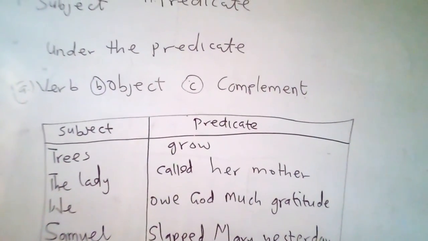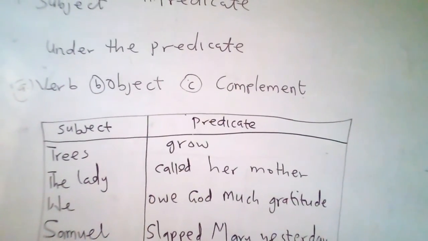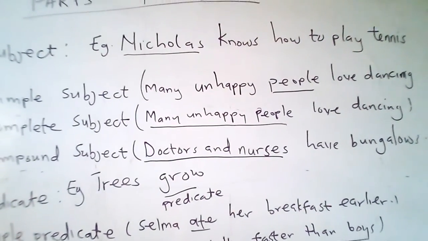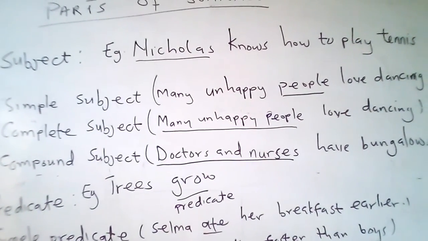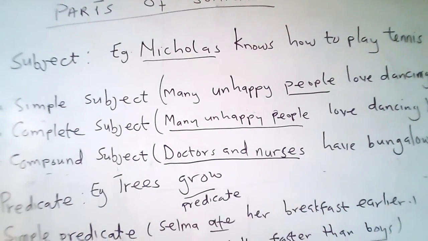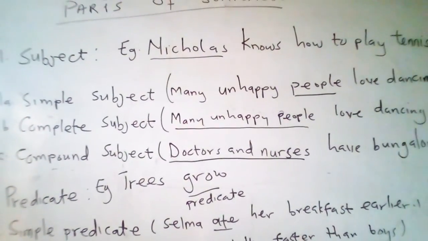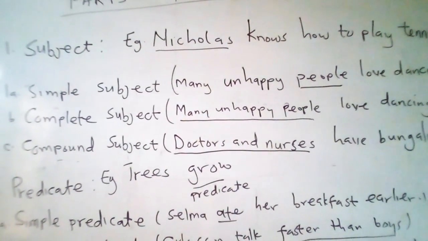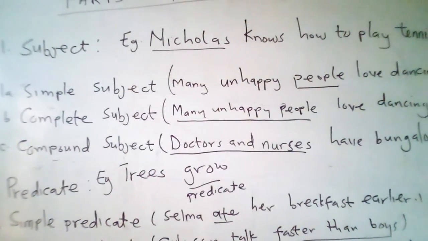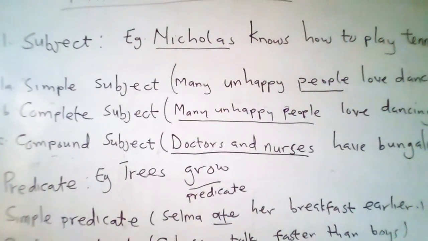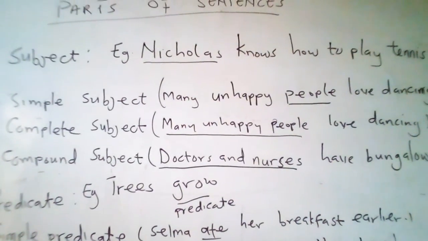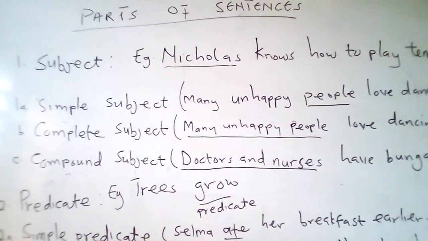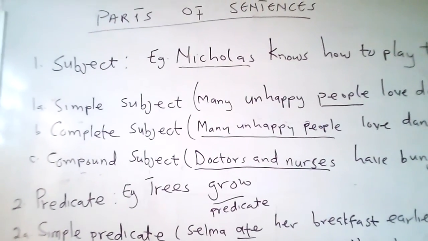So let's look at some definitions of subject, predicate, and the rest. Let's define subject. A subject is the part of a sentence about which something is said. In other words, the subject of a sentence is the person or the thing we talk about in the sentence. It is usually the doer of the action. Example: Nicholas knows how to play tennis. The underlined word is the subject. Nicholas is the subject.